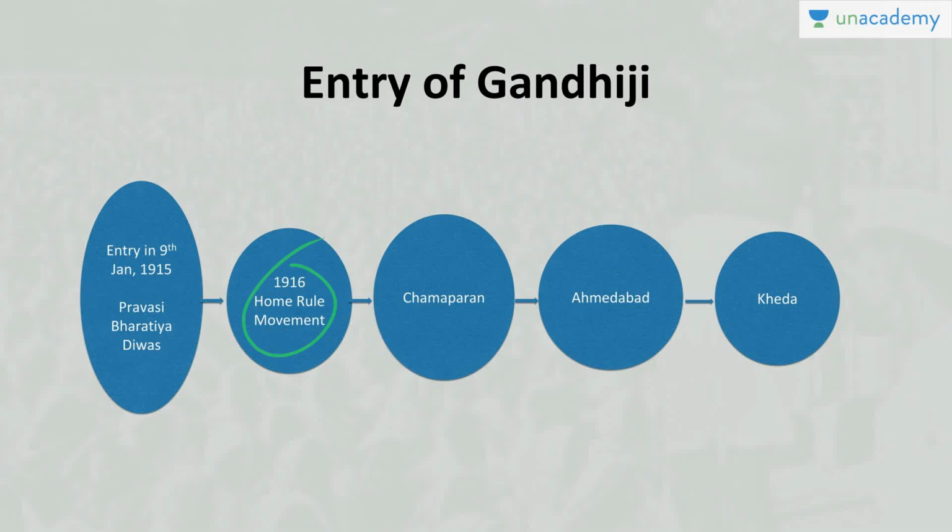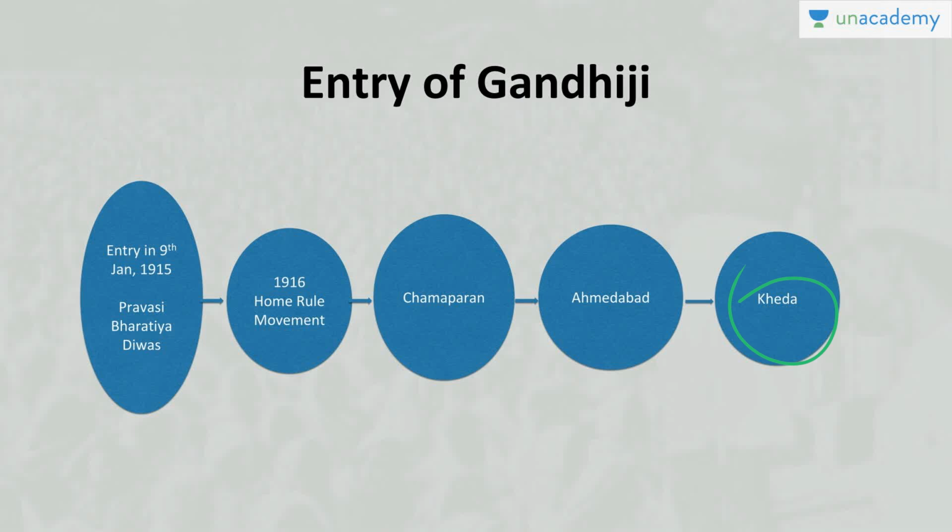Then you had the Home Rule Movement in 1916. Then you had Champaran Satyagraha, Ahmedabad Mill Strike, and Kheda Satyagraha. So a lot of issues were there. He embarked on a journey. He needed to understand India, its problems, and how he could solve them. And he lived with villagers because he had great affinity with farmers.